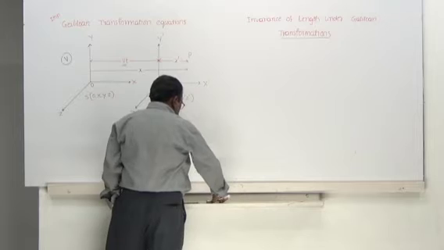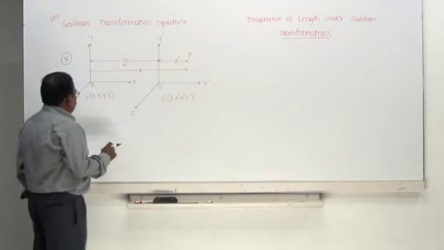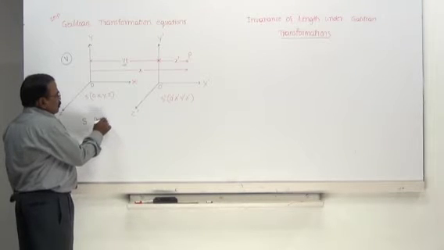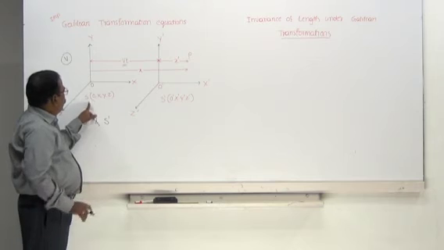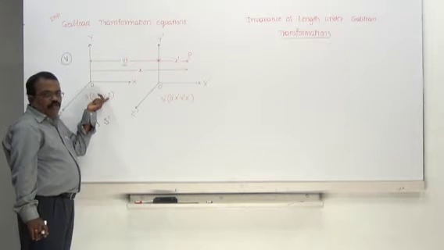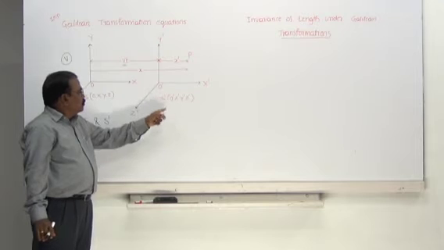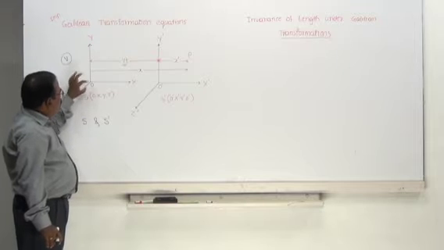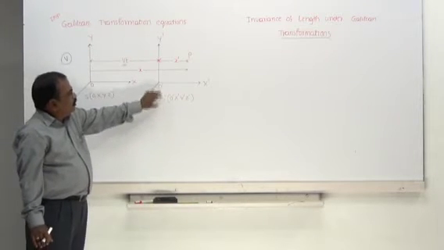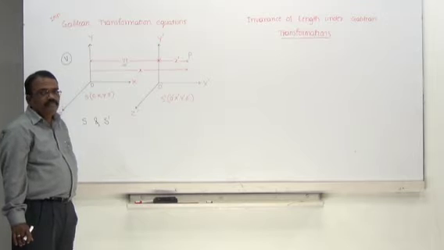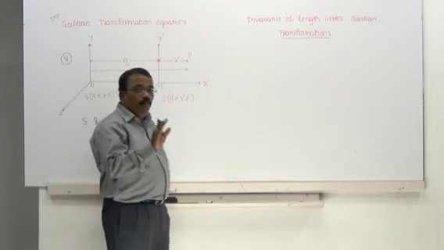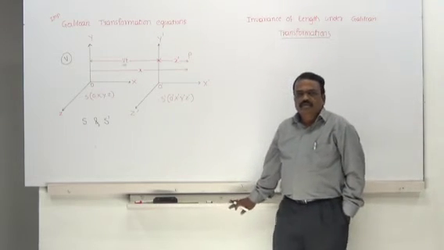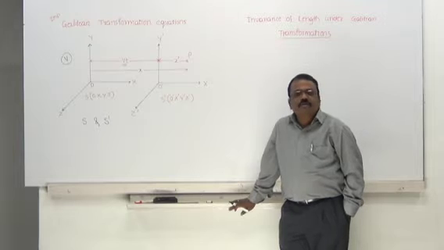So consider two frames of reference S and S dash. S has coordinates x, y, z. Another one is x dash, y dash, z dash. S frame has center O. S dash has center O dash. Let both the frames of reference be inertial frames of reference, meaning Newton's laws of motion hold good.